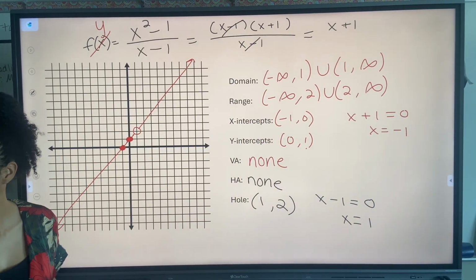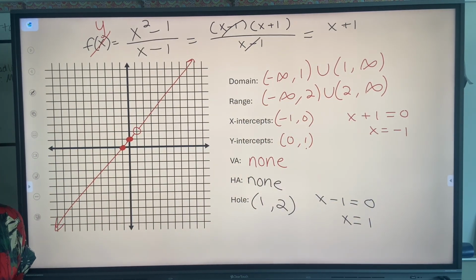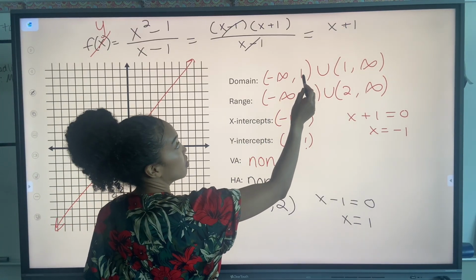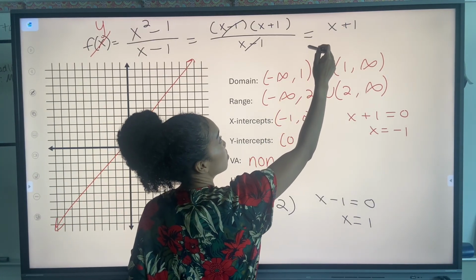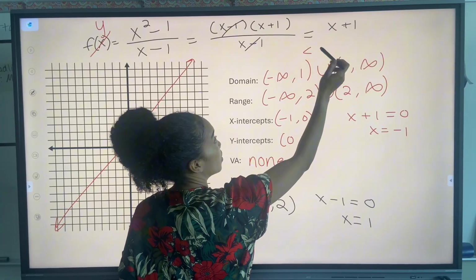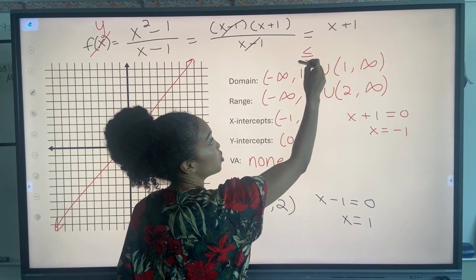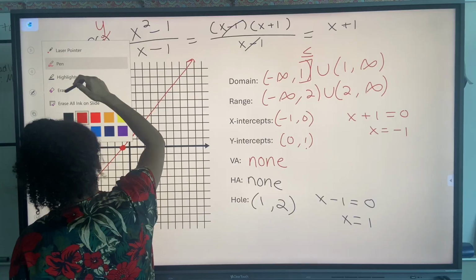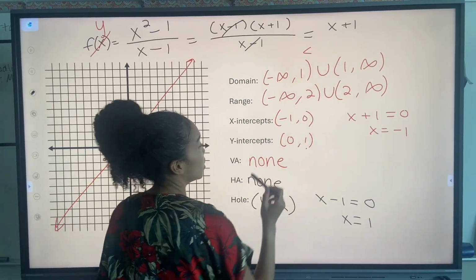Yes? The bracket would mean greater than or equal to, right? That's why we have parentheses, because this is like the less than symbol, not the less than or equal to. Less than or equal to is a bracket. We cannot be equal to that hole. Good question.